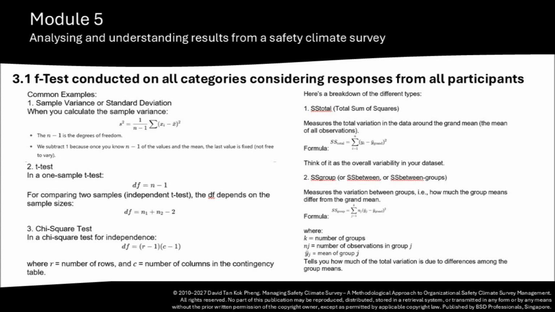The between-group sum of squares, SS group, also known as SS between, measures how much variation exists between different group means. It shows how much of the total variation can be explained by differences between the groups rather than variation within the groups. It is calculated based on the differences between each group mean and the grand mean, weighted by the number of observations in each group. Together, these concepts form the foundation for understanding ANOVA, where total variation is decomposed into variation explained by group differences and variation due to random error.